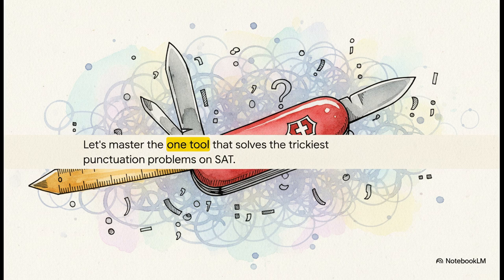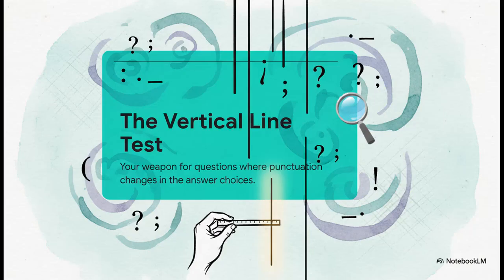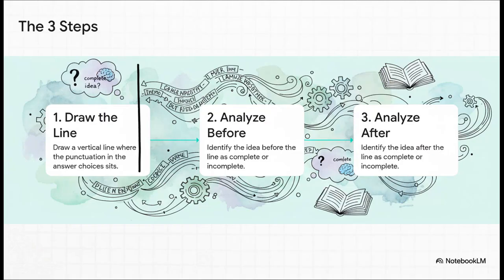I'm talking about a single mechanical test that just cuts right through all the confusion and points you directly to the right answer. Let me introduce you to the vertical line test. This is going to be your absolute best friend whenever you see the punctuation changing in the answer choices. Seriously, think of it as your secret weapon. It turns what feels like a subjective grammar puzzle into a really clear logical problem. And the process? It really couldn't be simpler.